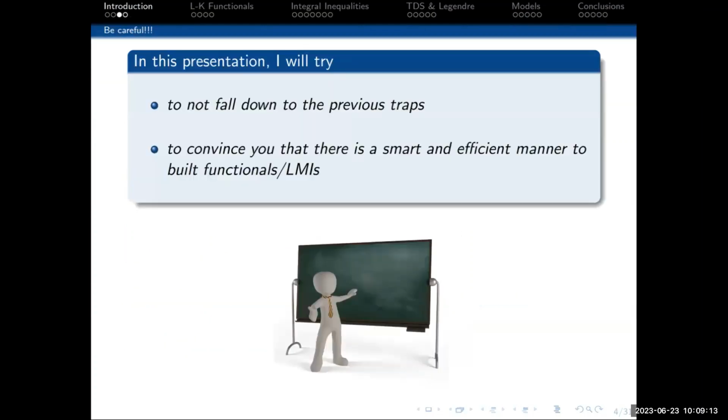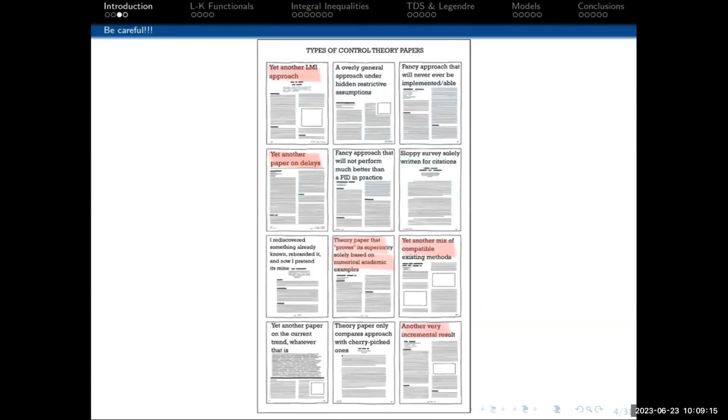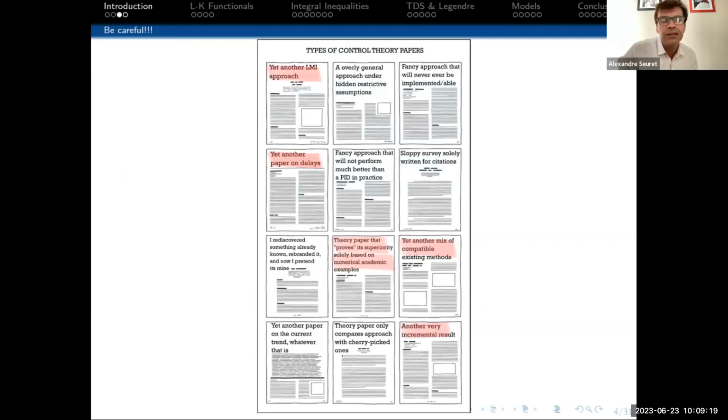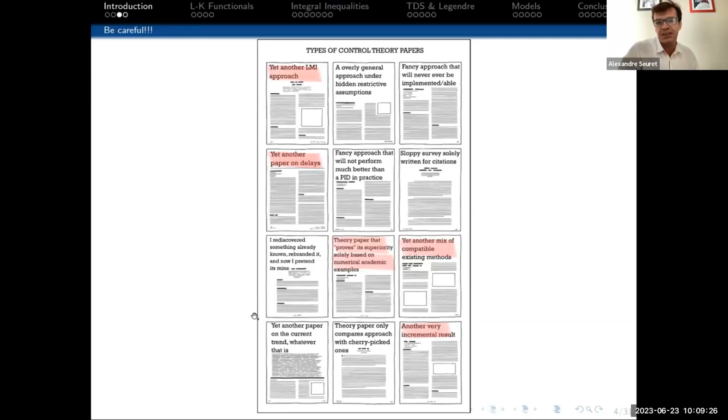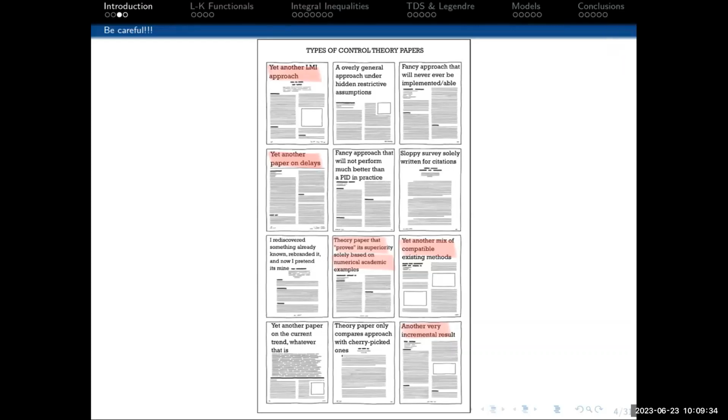Alex, the previous slide, from which information is it? Sorry? Where have you found all this? So it was an exchange on WhatsApp. So I just got it like this. And I found it very funny, and so I wanted to share it with you. Mm-hmm. Okay.